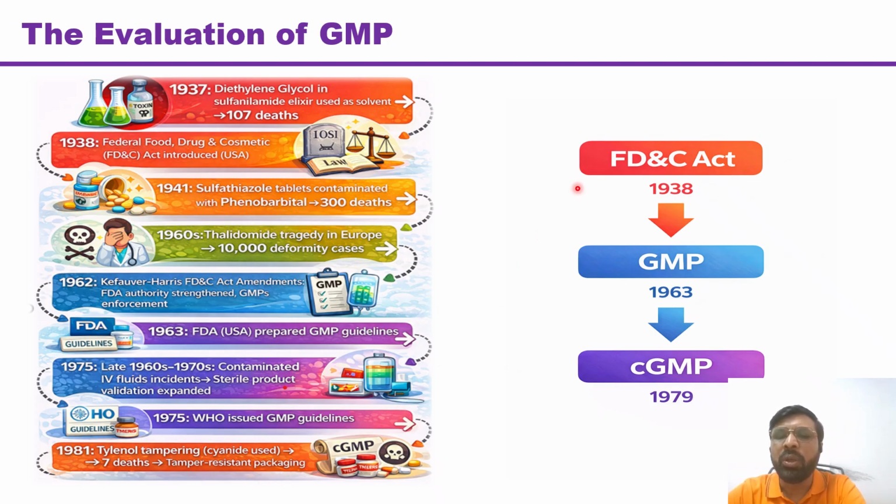So basically we can say that the FD&C Act was commissioned in 1938, with some upgradation due to various issues reported year by year. In 1963, GMP was established and finally in 1979, the cGMP concept came.